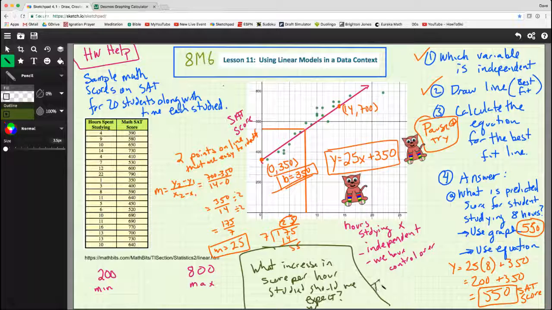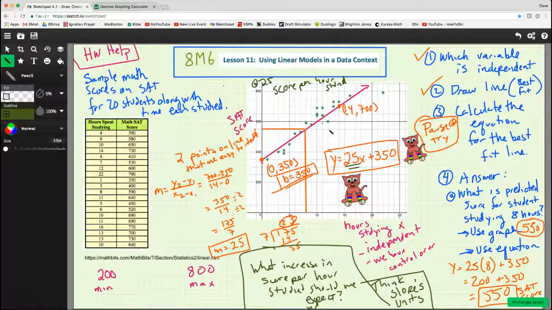And I want to give you a hint. Think slope. What is the slope of this line? What are the units? Think of the units of the slope. Okay, the units of the slope are SAT, the score, per hour studied. That's the units of our slope. And our slope is what? 25. So we predict 25 score increase because it's positive. So we think we're going to increase our score 25 points per hour studied.